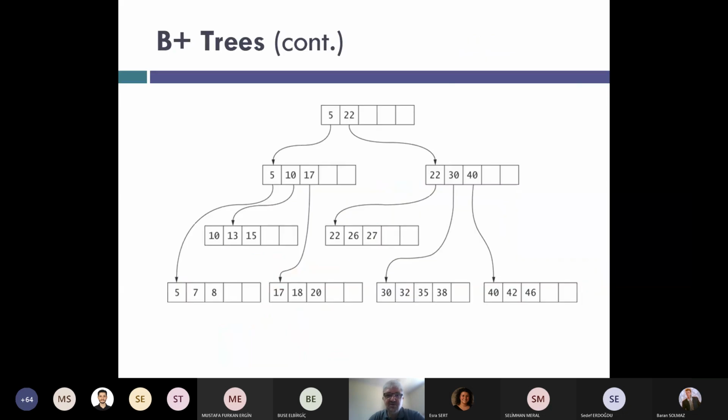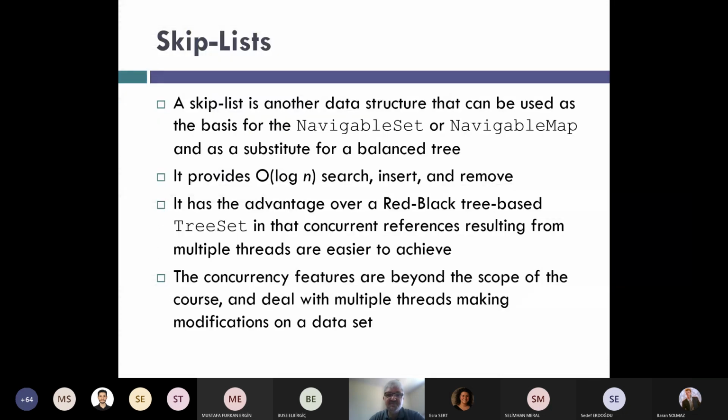Okay, there is no question, so I'm going to continue with skip list. Skip list is not a tree structure. It is a list structure, actually a linked list structure, similar to a linked list, but it doesn't have just one linked list; we use several linked lists in skip lists. We have more than one list in skip lists.